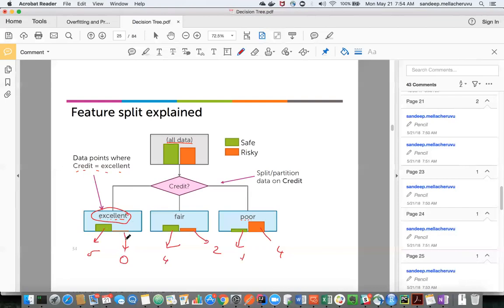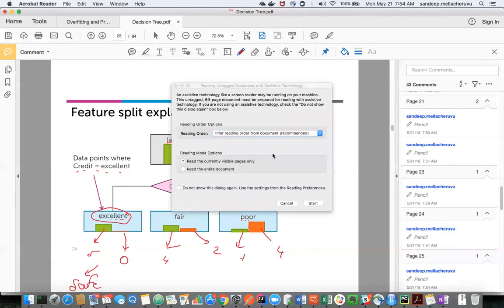Now how do I predict? Here, at least, I can say there is no risky loan when the credit equal to excellent. I can always predict safe here if I want to predict here itself. Yes or no?